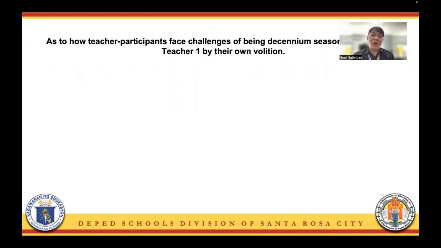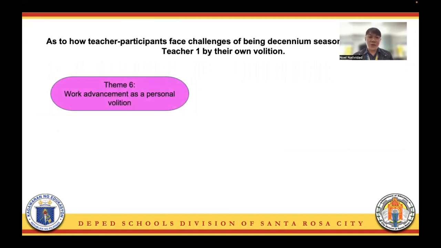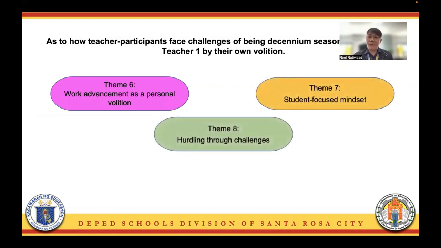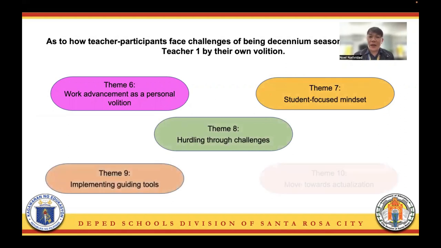On the other hand, as to how teacher participants face the challenges of being the senior seasoned educators by their own volition, the following themes were also generated. Theme 6, work advancement as a personal volition. Theme 7, student-focused mindset. Number 8, hurdling through challenges. Theme 9, implementing guiding tools. And Theme 10, moves towards actualization.